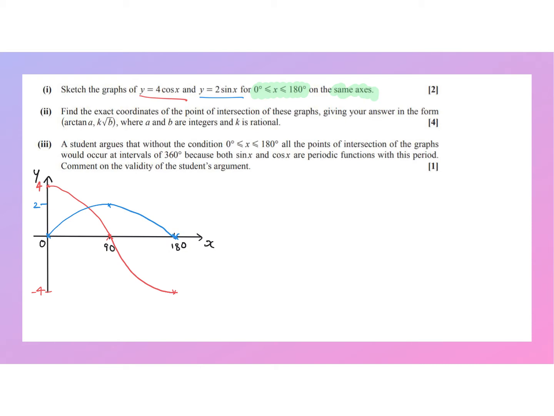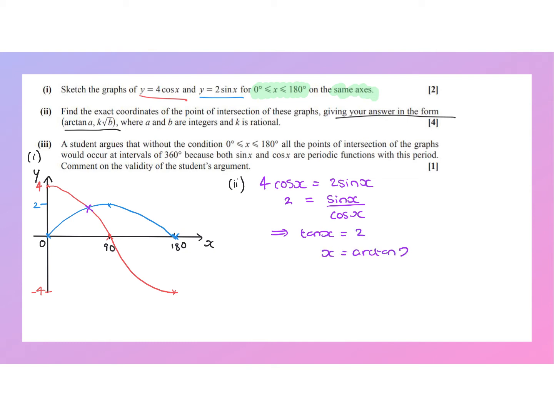So, part 2. Find the exact coordinates of the point of intersection of these graphs, giving your answer in the form arctan a, k root b. So we're looking at this point here where the two graphs intersect, where 4 cos x is equal to 2 sin x. So rearranging this, divide both sides by 2, divide both sides by cos x, we immediately get this result.